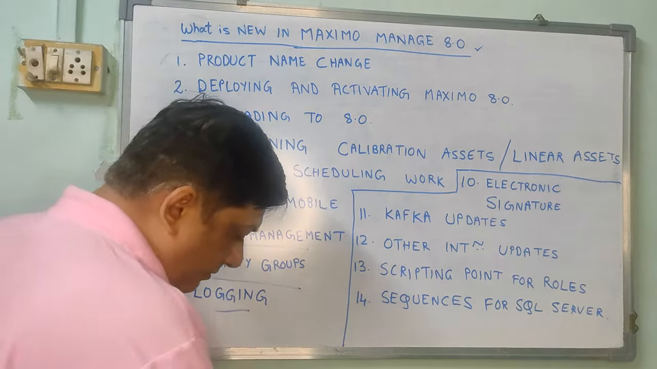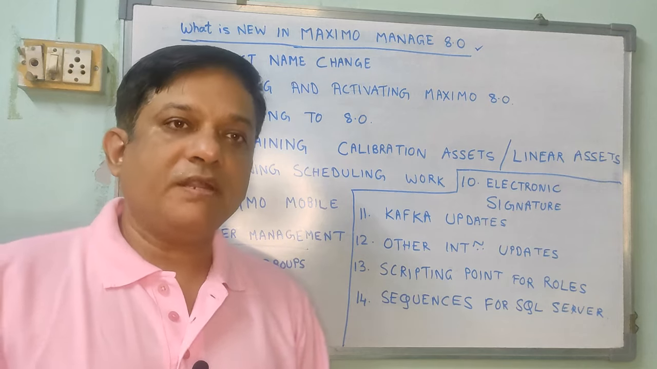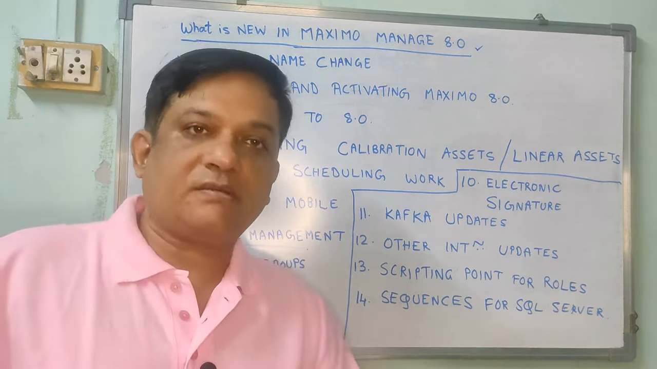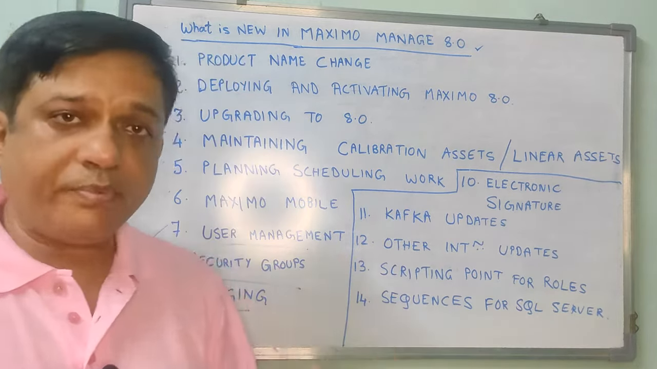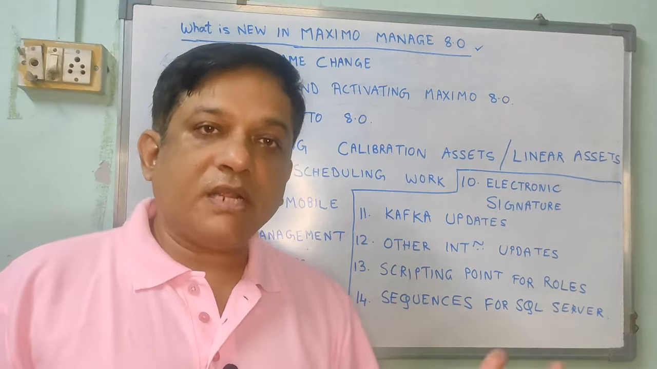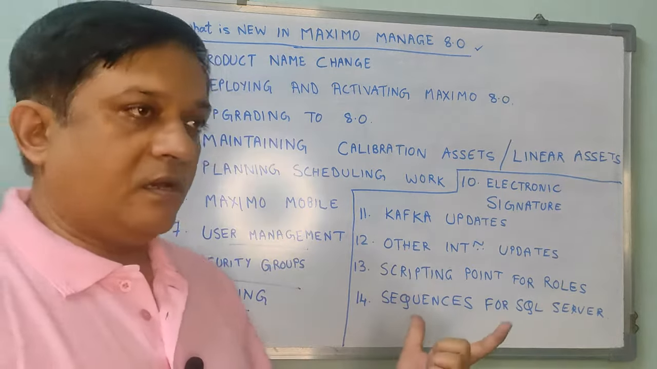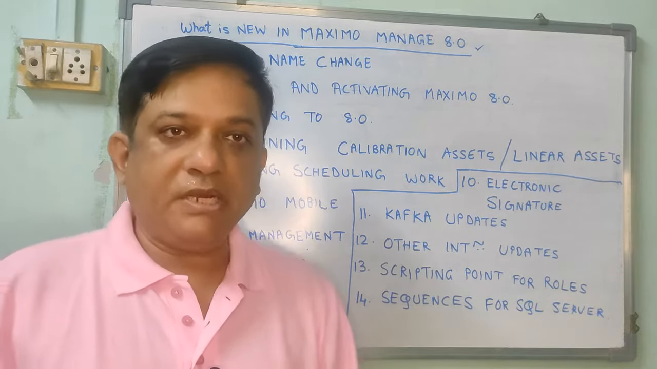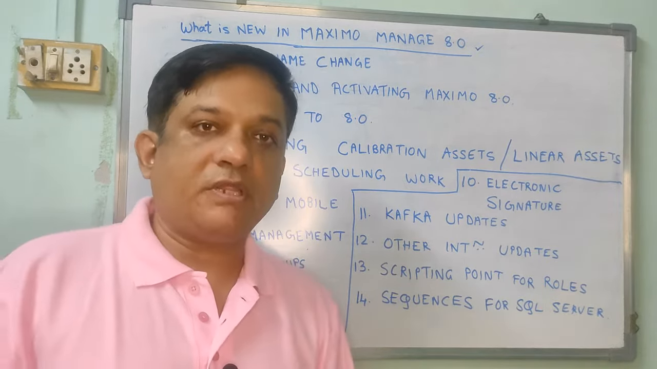Then comes logging. In logging you have to understand that the logs are created based on the OpenShift cluster level. Now what is that OpenShift cluster level? The clusters are created in Maximo. Say if you are having one company and two companies, you have to create the clusters for that.